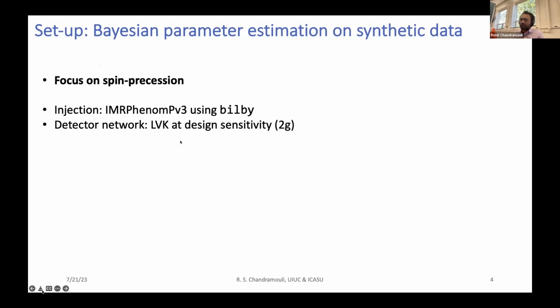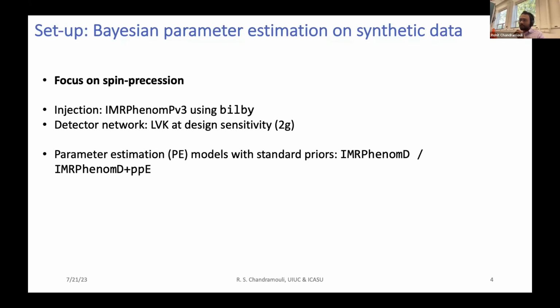Currently we are focusing on second generation detectors. So we inject a spin precessing waveform into LVK at design sensitivity. And we use IMRPhenomD and IMRPhenomD with one PPE deviation as our recovery model. So for each injection, we always recover with IMRPhenomD and IMRPhenomD plus PPE.